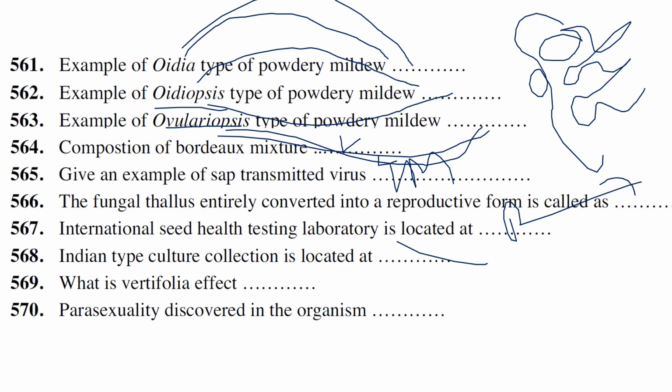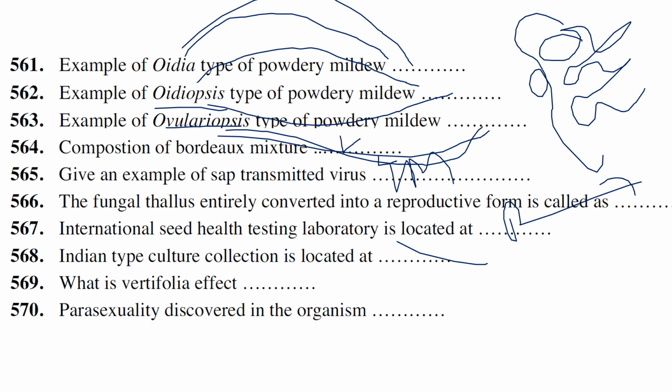What is the vertifolia effect? Vertifolia effect means loss of horizontal resistance while breeding for vertical resistance. Very simple. You are breeding for vertical resistance, then automatically horizontal resistance will be washed out. For our understanding, I'm telling, automatically horizontal resistance will be lost. So that is called the vertifolia effect.